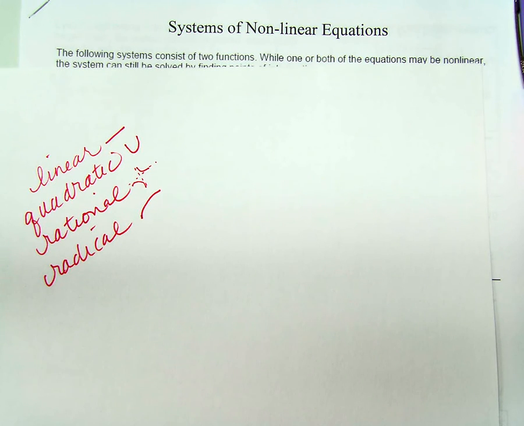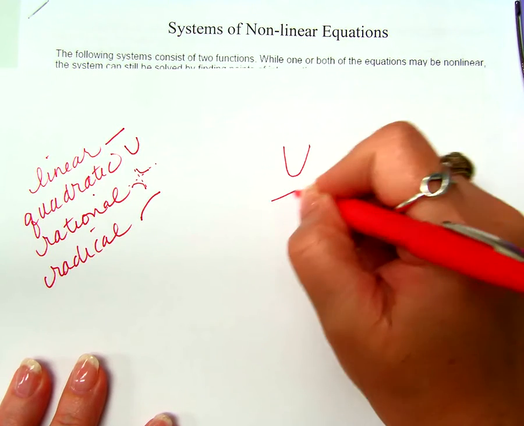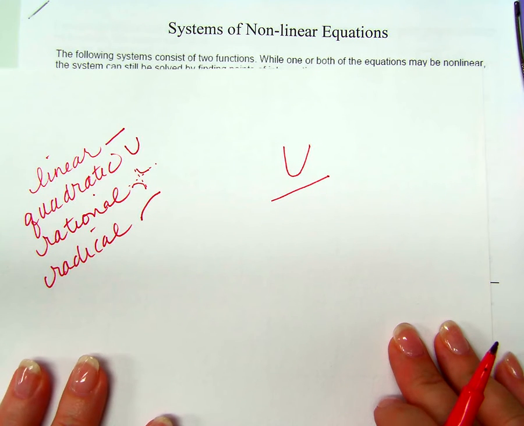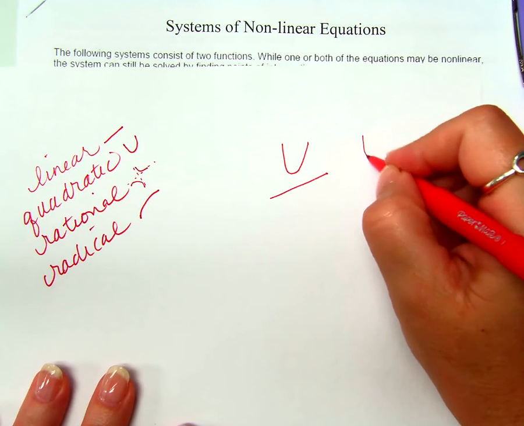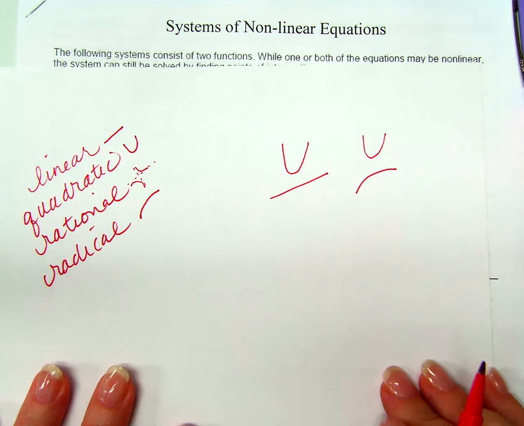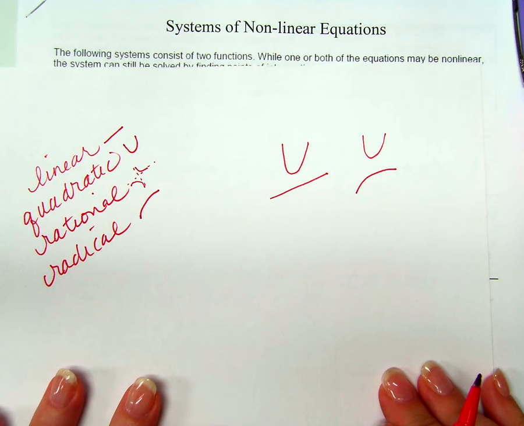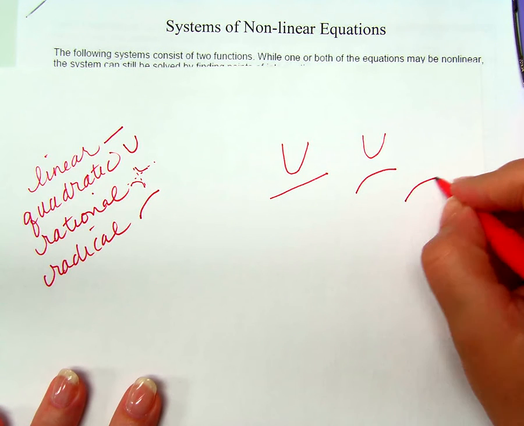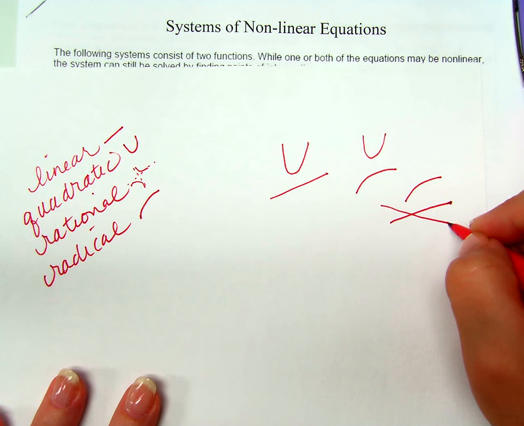So thinking about those 4 types of equations, can you think of a way to get no solutions? Now there's lots of ways, isn't there? You'd have a parabola and then a line. Those are not touching, so there's no solutions, right? You could have a parabola and a radical, sorry, I meant to say radical. You could have a radical and a line. Or a line like this, right?